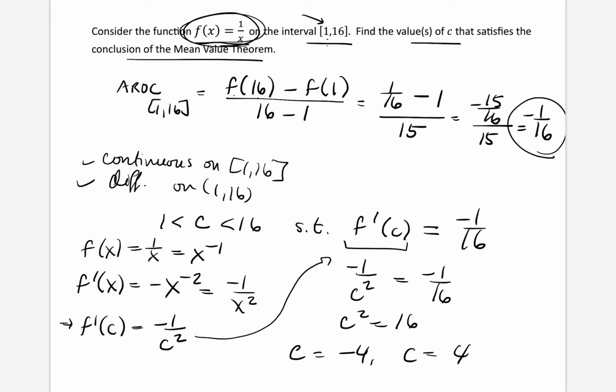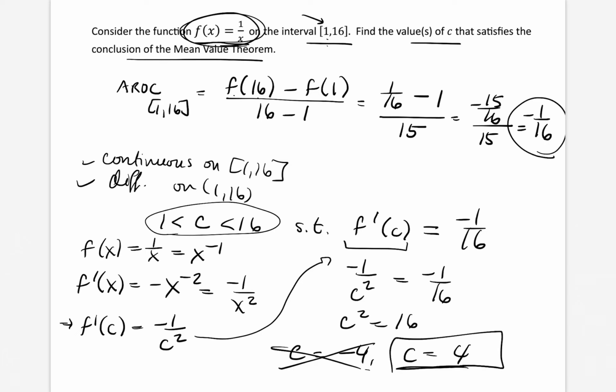Now we're looking for a value of c between 1 and 16, so we're going to throw out negative 4, since it doesn't fall between 1 and 16, and the answer that we're looking for is c equal to 4. So what does this all mean?